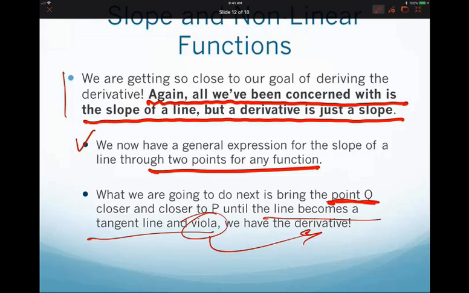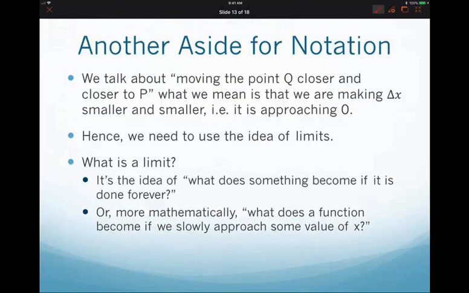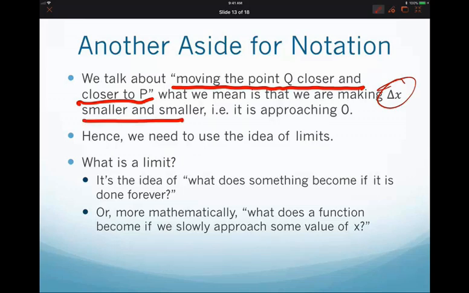So again, derivative is not some complex or mysterious thing. That's all it is, a slope, and we're just working towards that. Now, the one last piece of notation we need is this idea of moving closer and closer to something or approaching it. So when we talk about moving the point Q closer and closer to P, what we really mean is we're going to make this delta x smaller and smaller. That is, it's basically going to slowly become 0.